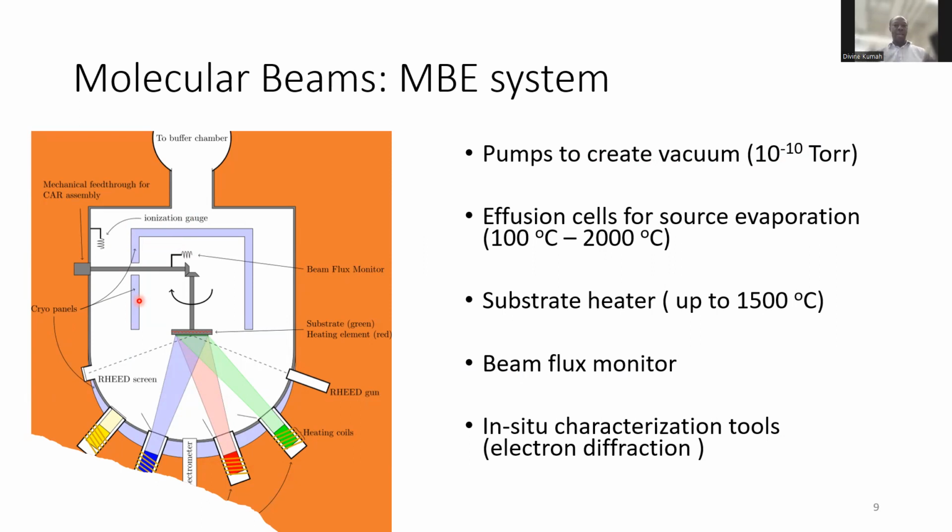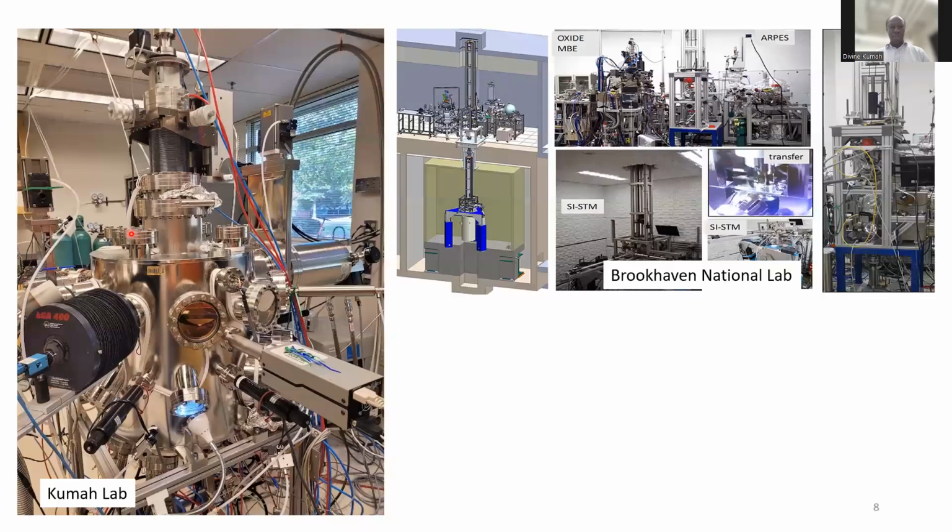And the reason why you want this nothingness is that the only gas molecules you want inside the chamber are the molecules coming from the elements that you like to react together to form your thin films. Right, so going back to the picture I have here, one of the pumps, this extension out here, is something called a cryo pump, which allows you to maintain a really, really good vacuum inside the system.